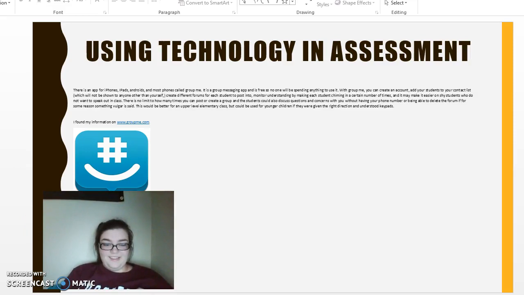And this is my using technology in assessment, and this was one of my favorite things to figure out. I chose to do GroupMe. And GroupMe I absolutely love. I think it's so cool, and I think that you can stay in contact with so many different people, and you don't have to give your number out to parents, and you don't have to worry about getting bombarded with phone calls and texts, because there's no way that you can call on GroupMe.